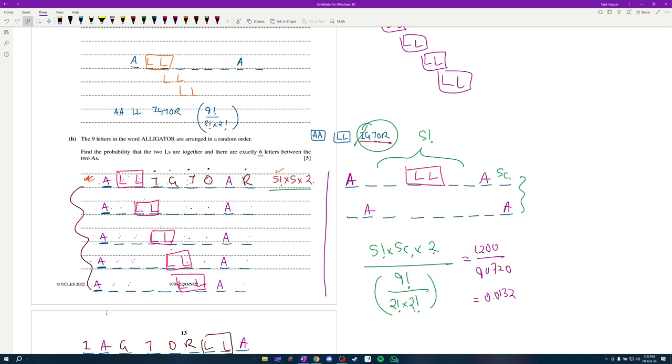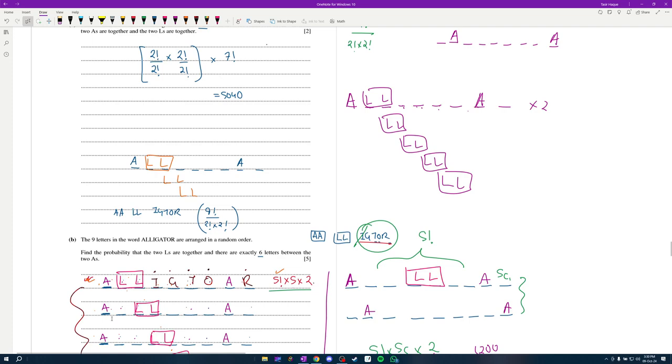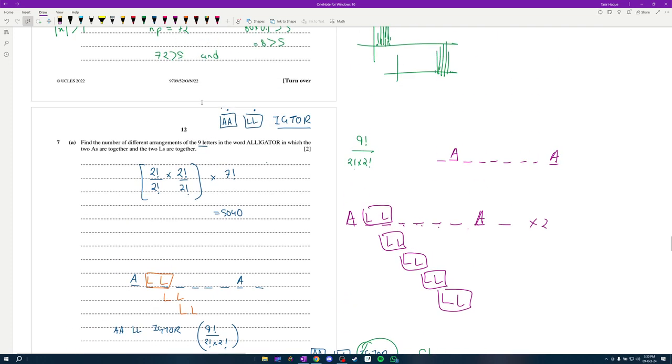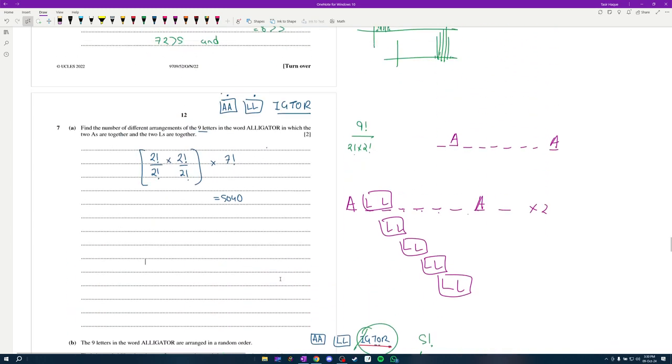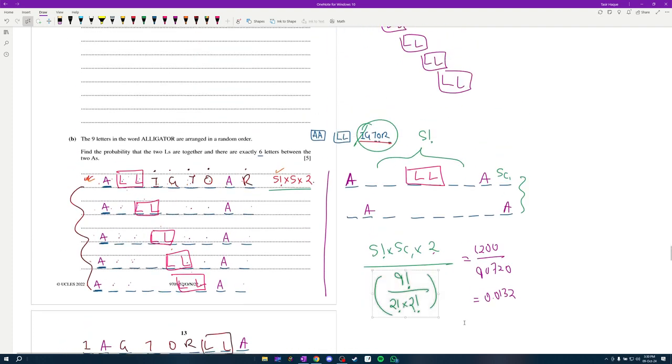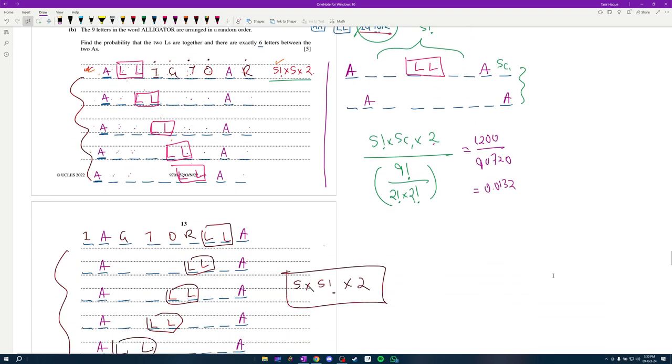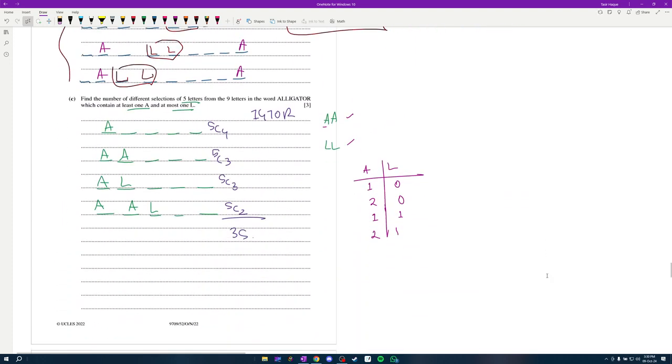Next, since they wanted probability, we need to divide by the total number of events. So what's that? It's alligator, so 9 letters in total, but divided by 2 factorial for the L's and 2 factorial for the A's. As a result, we have 9 factorial divided by 2 factorial times 2 factorial. We actually get 1200 over 90,720. Next.